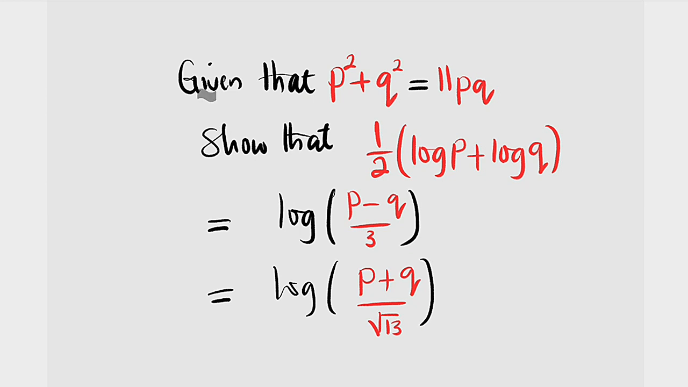And the question reads: given that p squared plus q squared is equal to 11pq, we are asked to show that half of the log of p plus log of q can either be equal to log of (p minus q) divided by 3 or log of (p plus q) divided by root 13.